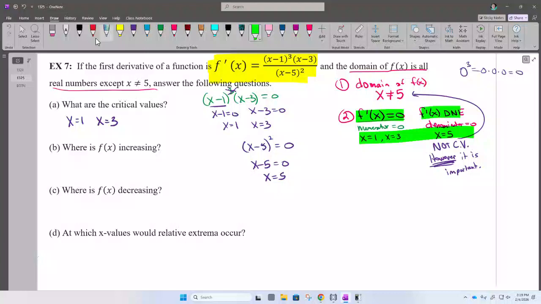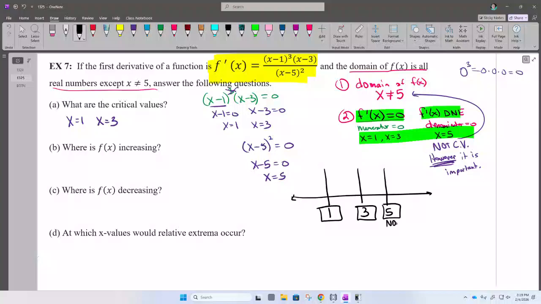All right, so drawing my number line out here. I've got 3 tick marks: 1, 3, 5. Underneath the 5, I'm going to write not critical value, just so I remember. Because if for some reason we're doing this plus minus thing and it were to go down and then up, it might look like a minimum, but it's not. Because why? Because it's not a critical value. Can't be a minimum.